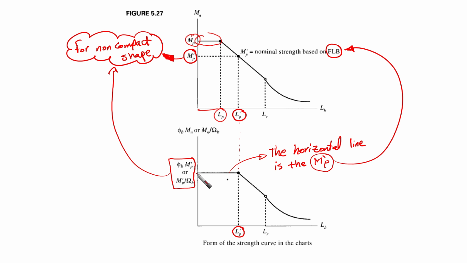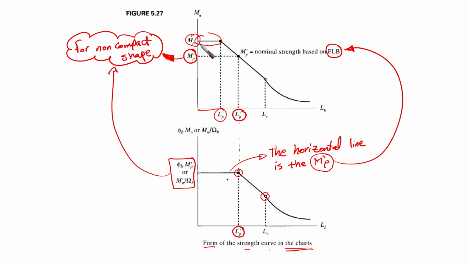then the non-compact curve is going to be something like this, which is going to be on the curves. This is from the form of the strength curve in the chart. They are going to show you a horizontal line, solid circle, hollow circle here. They are not going to indicate whether it is compact or non-compact. They do not care about this point. You should know it from the beginning.